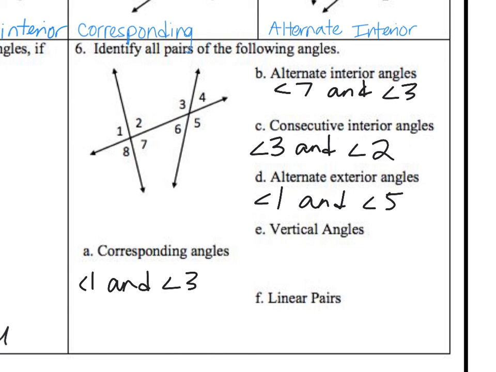Vertical angles. Alex, can you give me one? Angle 3, angle 5. Mm-hmm. You could also say 4 and 6, 1 and 7, or 2 and 8. And then linear pair, there are 8 of those. Bonnie, what do you got? 1 and 8, yep. You could also say 8 and 7, 7 and 2, 2 and 1, 3 and 4, 4 and 5, 5 and 6, or 6 and 3.